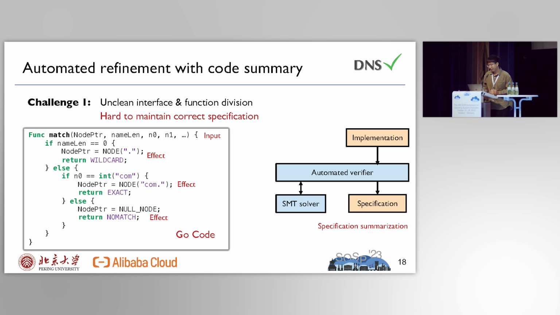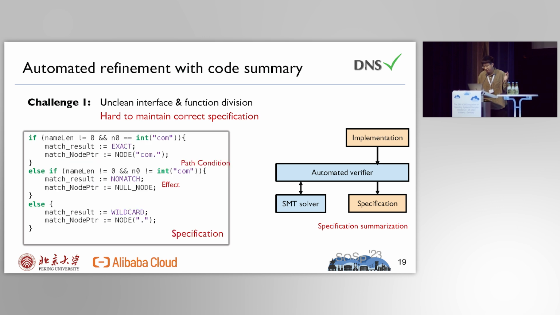After summarization, the summary specification is like this. It has a lot of branches for the execution path, and the branch conditions are constraints on the input variables. And the effects are the match result for the returning value and the match node pointer for assigning a value for the input variable.